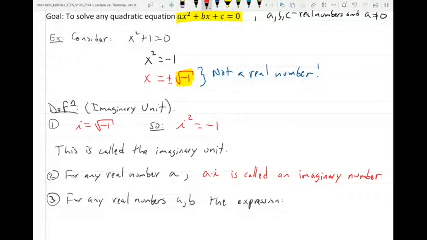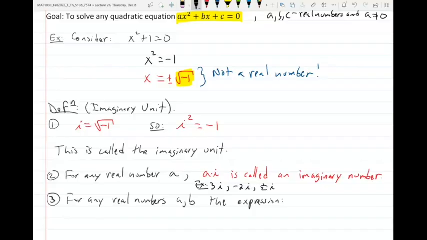So for any real number a, the number a times i is called an imaginary number. As an example, think of 3i, -2i, 1/2 i, whatever you want. Any number times i is no longer a real number; this is called an imaginary number.